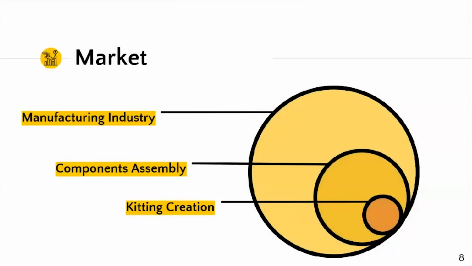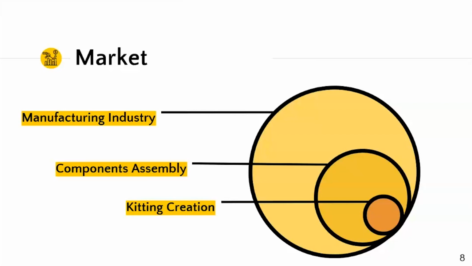What is the market we are focusing on? Of course, it's manufacturing industries, but more in particular component assembly. For now, we are not there yet, so we are focusing on a simpler operation, kitting creation. Kitting creation is when you have a product, you also need the components for this product. So the one who actually composes the kit, in this case, would be the robot.